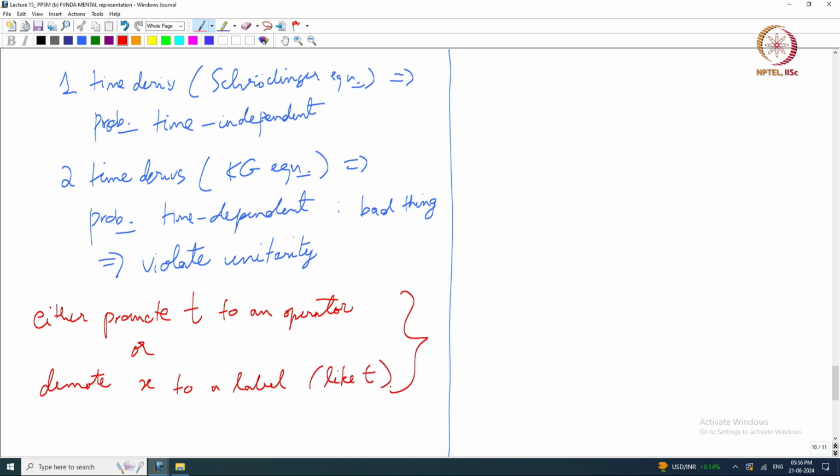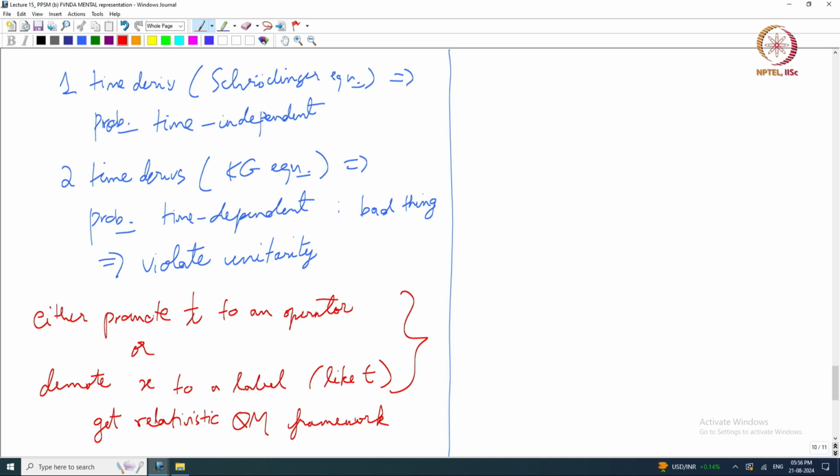This is to get a sensible relativistic quantum mechanics framework, let us call it that. Do you agree now? At the least we have to do one of these two things, right.